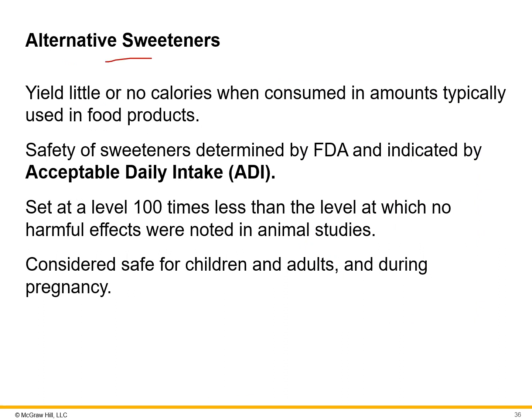Now, some of the alternative sweeteners that are available have little or no calories when consumed. So the safety of these is determined by the FDA, and they indicate the acceptable daily intake for these. The acceptable intake means there's not enough research to put a specific percent on them, but there is enough to help estimate the levels. So it's set at about 100 times less than the level at which they have harmful effects based on animal studies. So they are considered safe for children and adults, and even used during pregnancy.